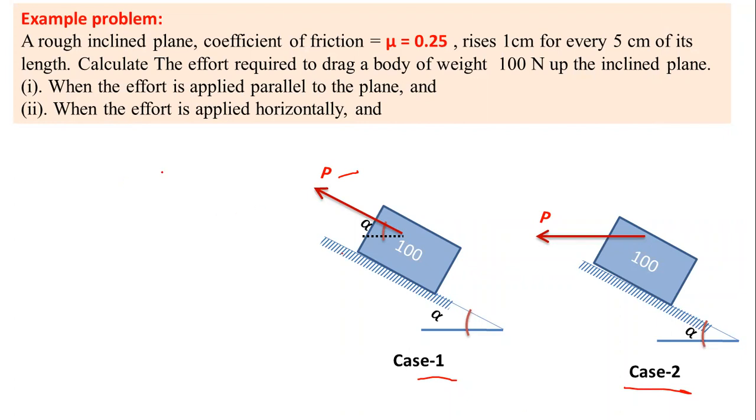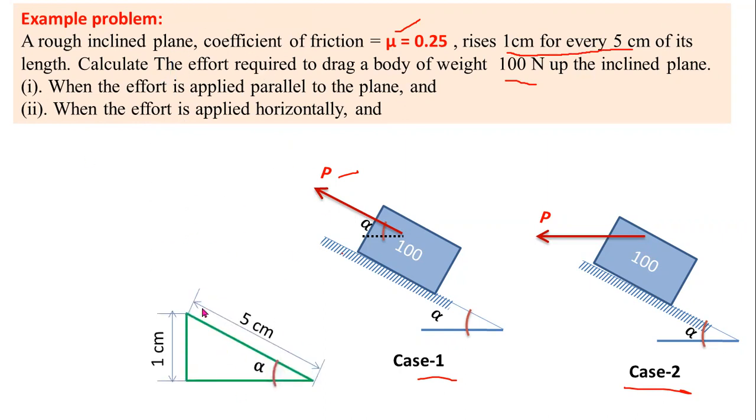And the given values are coefficient of friction mu equal to 0.25, and here the self weight of the body equal to 100 newtons. Here alpha is the inclination of the plane. For determining the inclination of the plane alpha, you have to calculate from this given condition.